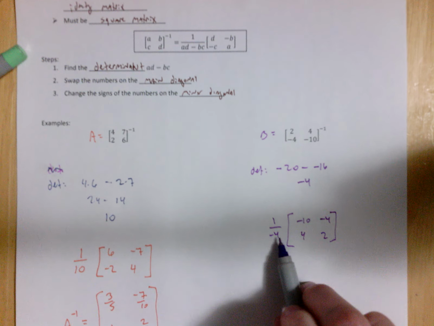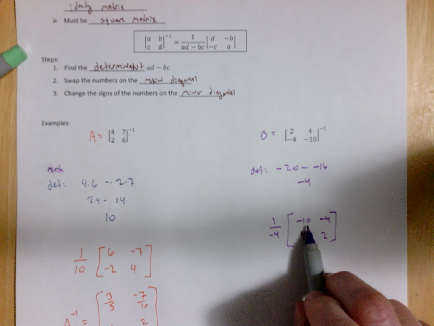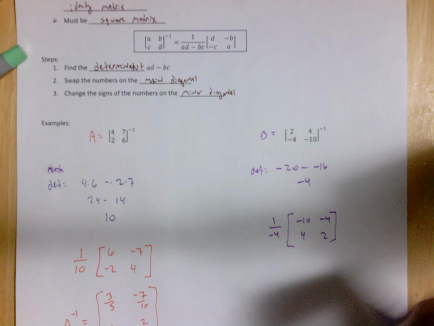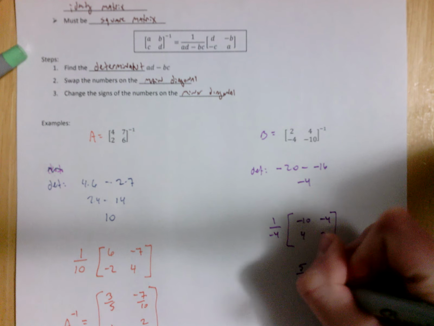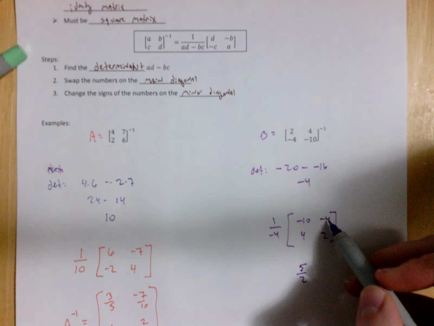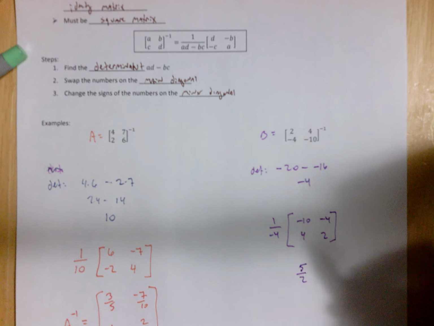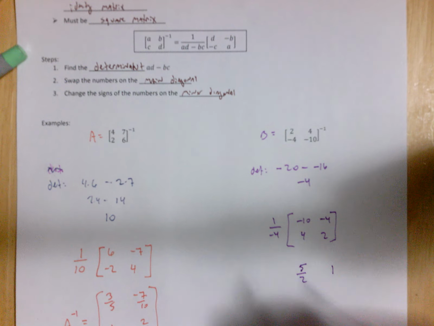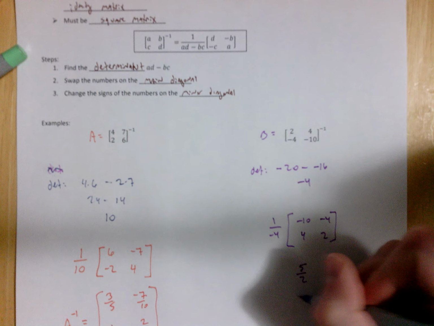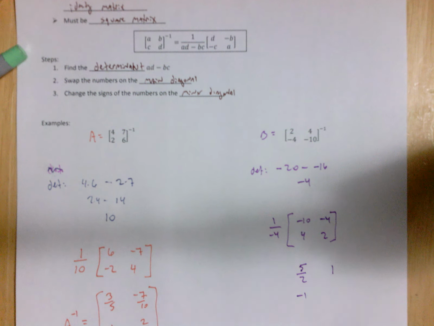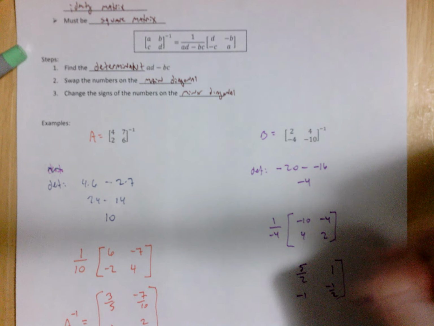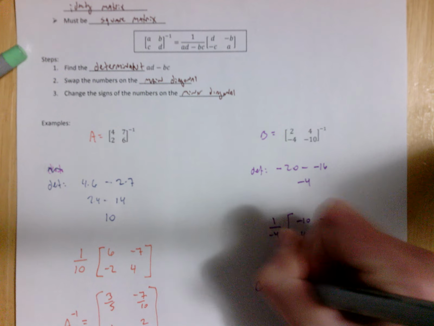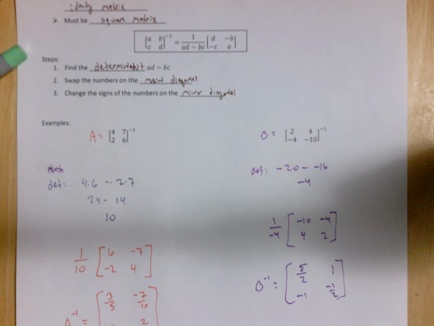All right, and then we distribute. So -1/4 times -10 is +10/4. But I can simplify that to 5/2. -1/4 times -4 is -4/4, which is +1. -1/4 of 4 is -1. -1/4 times 2 would be -2/4, which is -1/2. So that is our inverse matrix.